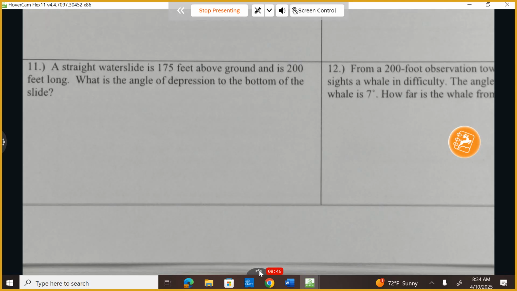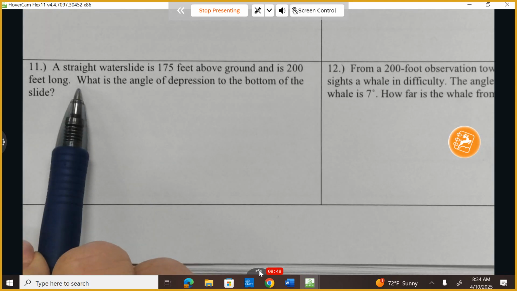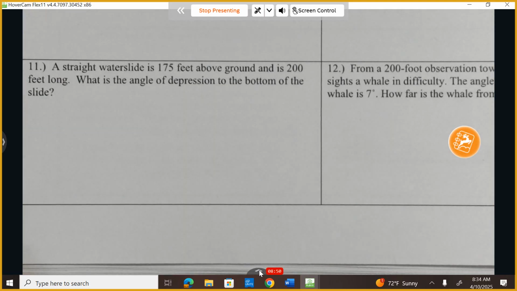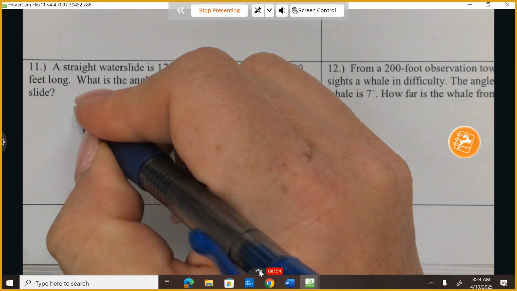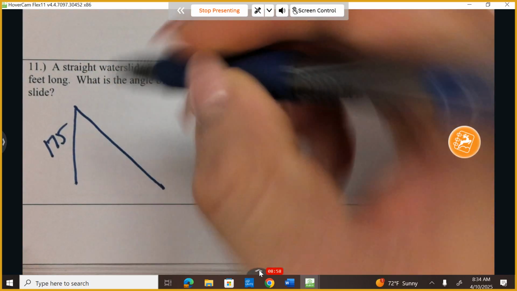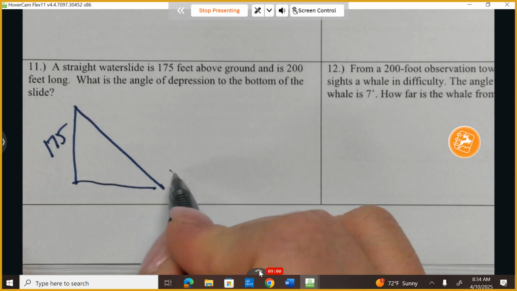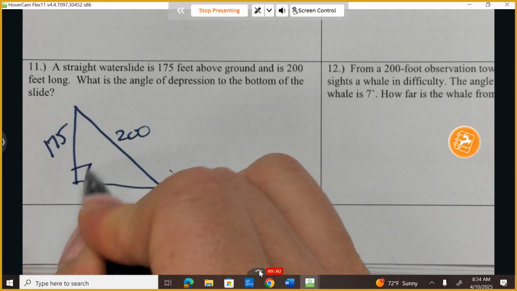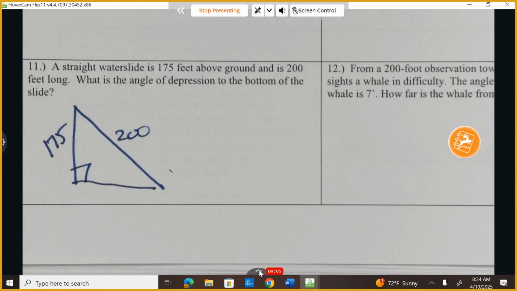Okay, so we have a straight water slide. It's not one of the curly Q type of things. And it's 175 feet above ground. So everybody do this. This is 175. That's the height of it. This is my slide. That's the diagonal. Here's my slide, and it's 200. And I want to know, what is the angle of depression?